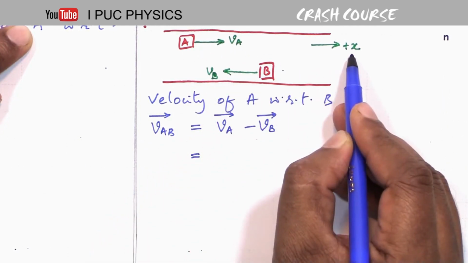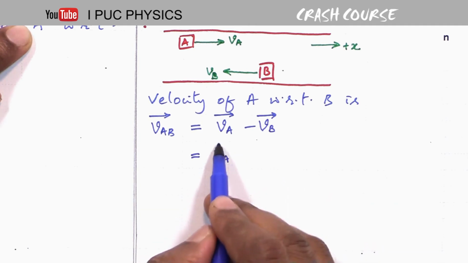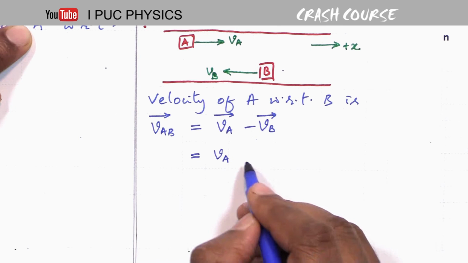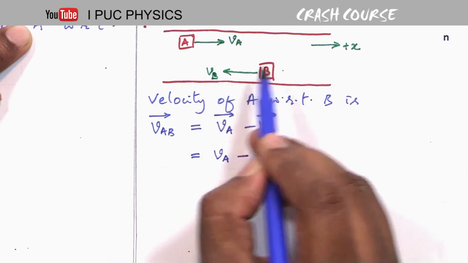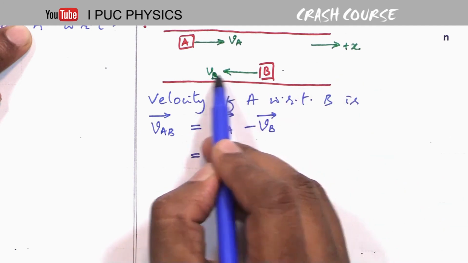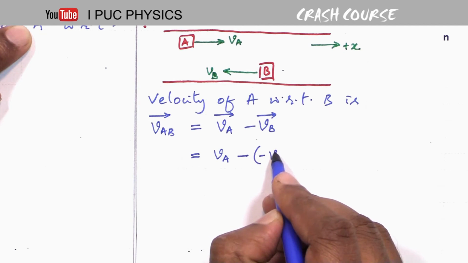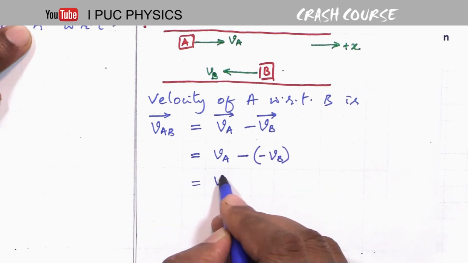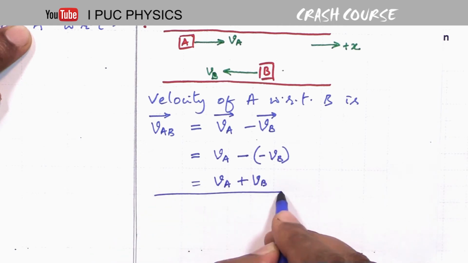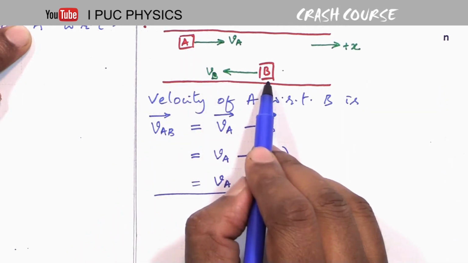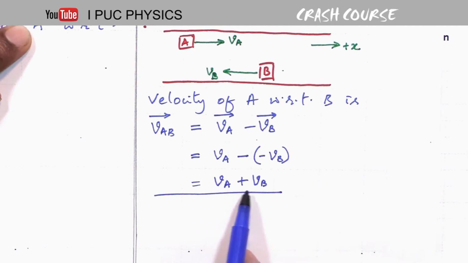VA is along positive x-axis, therefore VA, this is magnitude, I am not writing vector, minus this velocity, which is opposite to positive x, nothing but along minus x axis, therefore take this with minus V. VA plus VB. If vehicles are moving in opposite directions, then relative velocity is the sum of those two velocities.